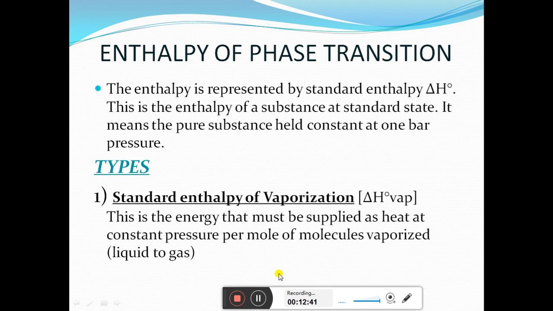First is standard enthalpy of vaporization, and it is represented as delta H0 vap. This is the energy that must be supplied as heat at constant pressure per mole of the molecules vaporized. That means liquid to gas.